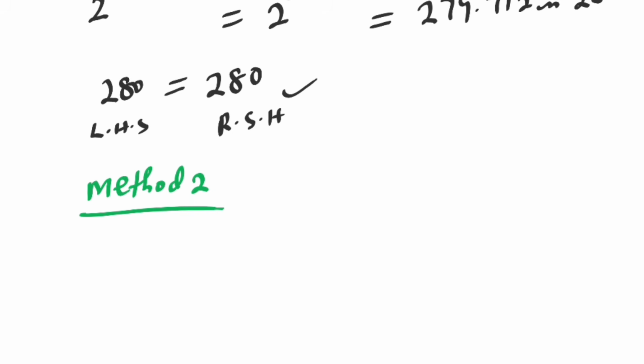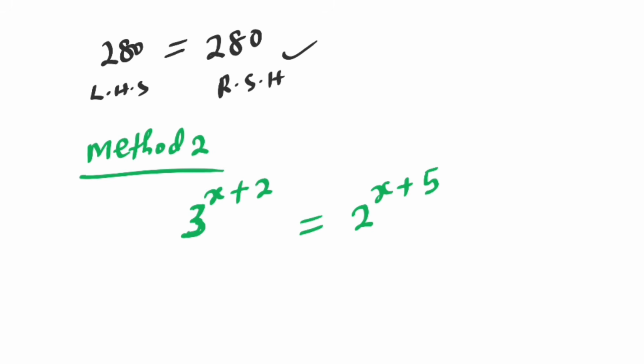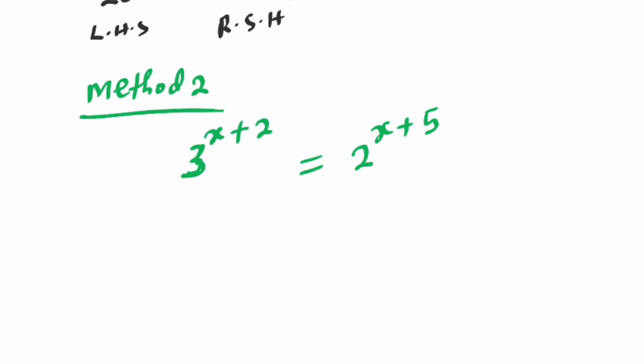We have the given equation 3 raised to power x plus 2 is equal to 2 raised to power x plus 5. Now we want to use the method of natural logarithm to solve this problem and see if our answer is going to be the same or not.